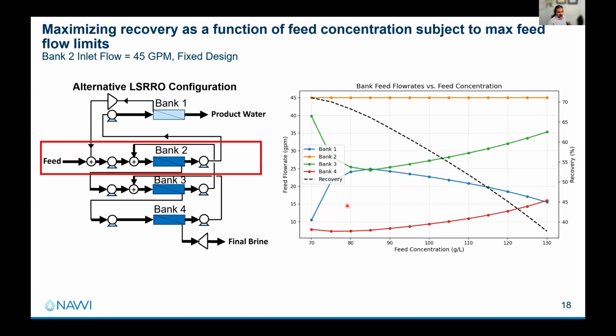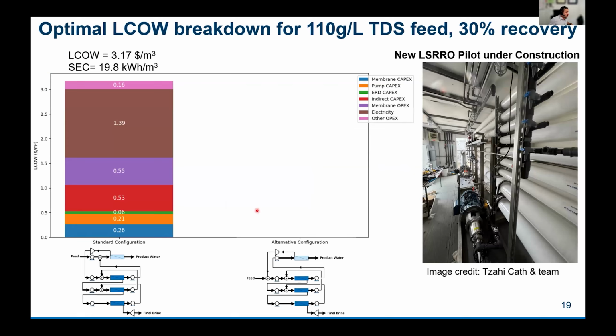But then we wanted to go a step further and go back to that question of how much could you save in energy consumption, right? How much cost reduction might you see? Let's find out. With the standard configuration, if we just take an arbitrary example representative of produced water, 110 grams per liter TDS feed, 30% recovery, here's the WaterTAP result showing a cost breakdown for the standard configuration. We see an LCOW of $3.17 per cubic meter, SEC of roughly 20 kilowatt hours per cubic meter. You can see the breakdown here. This is customizable. This is just what I prefer to break it down as.